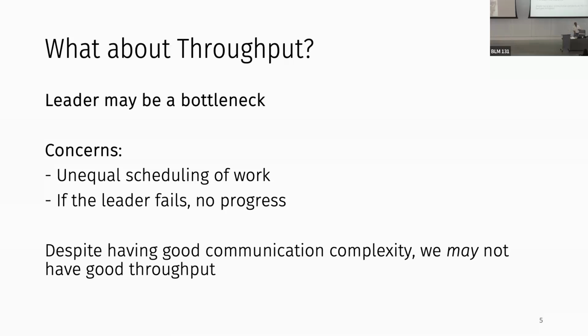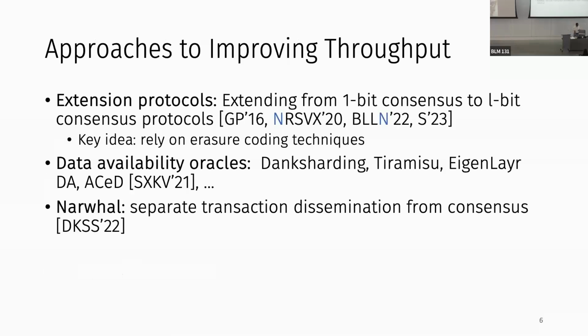And these are known problems with leader-based protocols, and there have been approaches to improving throughput. There are extension protocols, where you extend 1-bit consensus to L-bit consensus. And the key idea here relies on erasure coding techniques to improve throughput. There is another line of work called data availability oracles. Danksharding and Tiramisu are examples here. Even there, they rely on erasure coding techniques. In fact, the first two lines of work are similar. It's just different names by different groups of people.